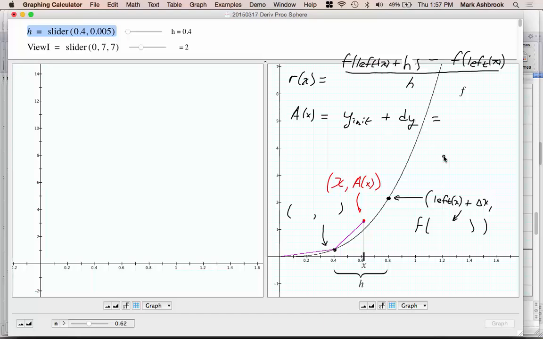Dx, remember, is how x changes. No, dx is how much it's changed in the current interval, right? Dx is a changing value. Delta x, or h, is the right. So dx right now the way I'm showing it is from here to there. That's dx, but that's changing, continually changing.